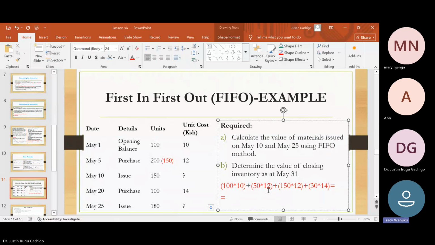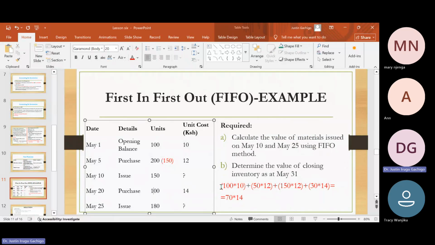What is the value? What are the inventory that remain after you have issued all this? 100. No. Is it? No, it's not 100. 70 units. How much? 70. Yes, 70. So what will be the value of this 70? You multiply by 14.